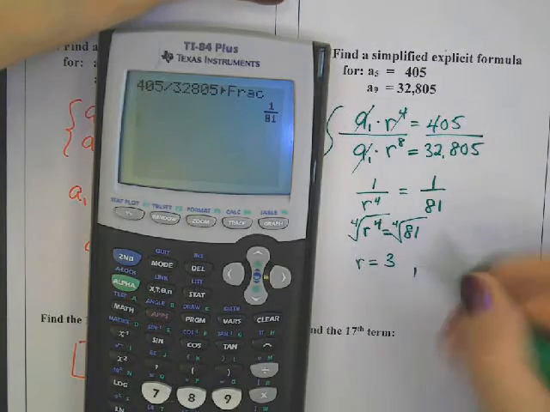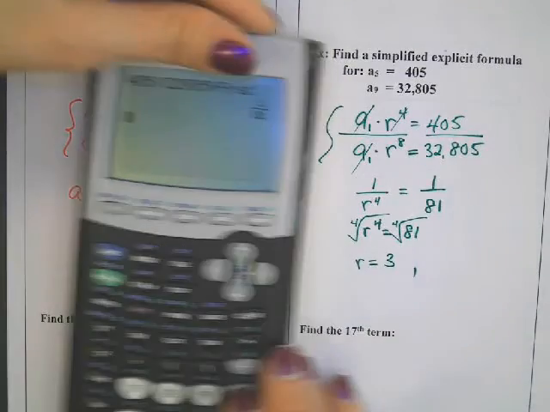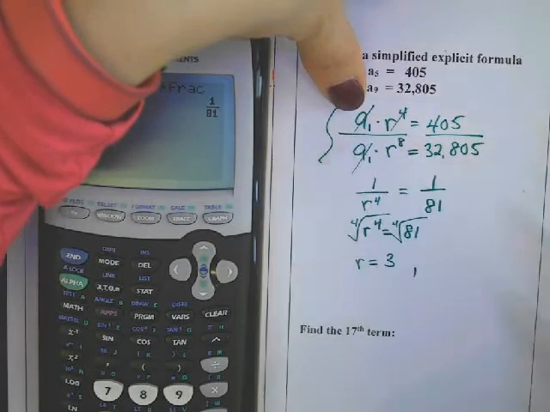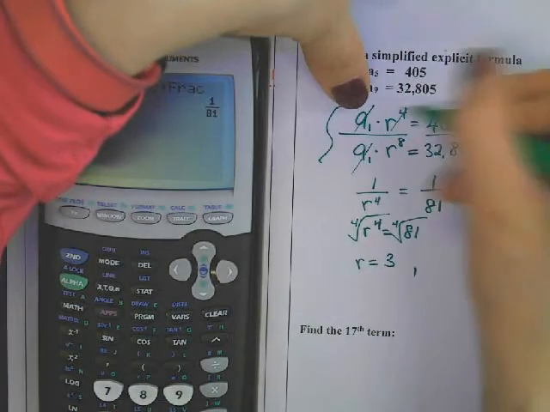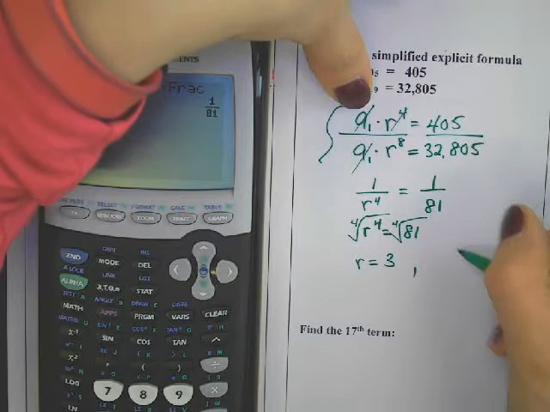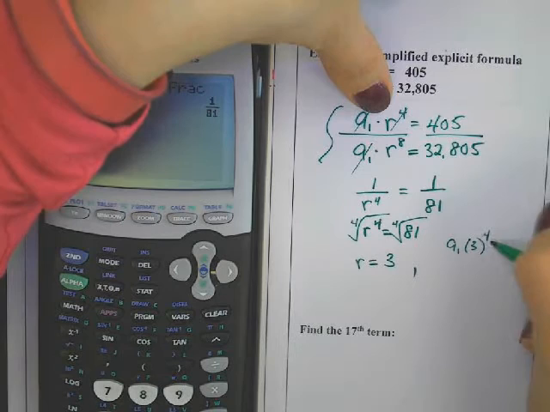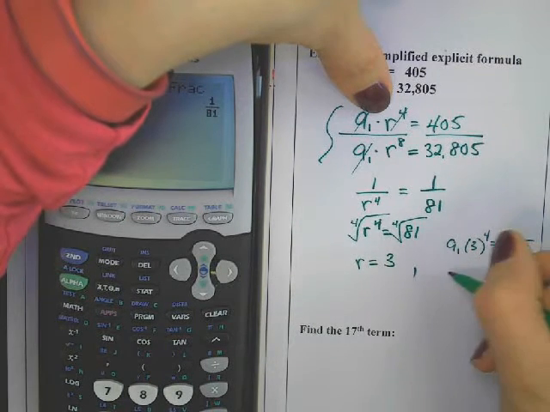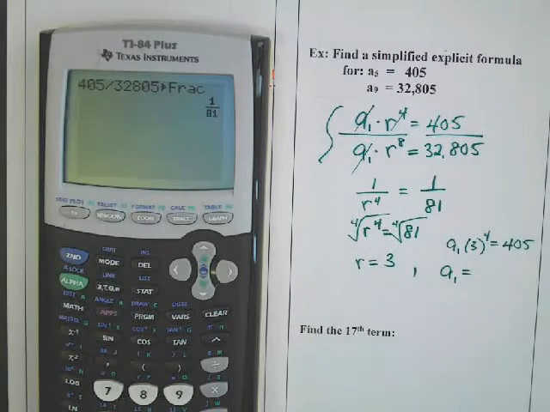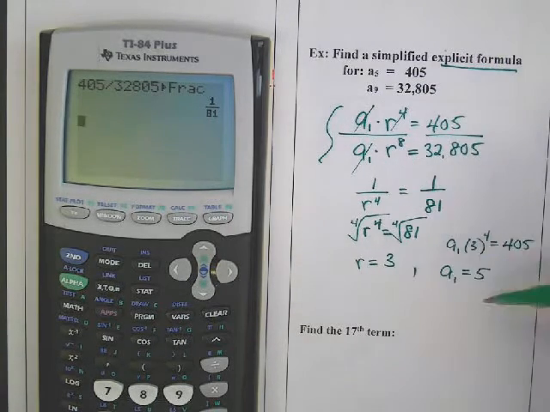Now you're halfway done. We have to find the other variable in our system. We found r, but now we have to find a sub 1. I'm going to use this top equation because it's a little smaller. So a sub 1 times 3 to the 4th power is 405. So a sub 1 must be, and the right answer is 5. Okay, those are the two things we need to know to write an explicit formula. For this sequence, you need to know r and a sub 1.